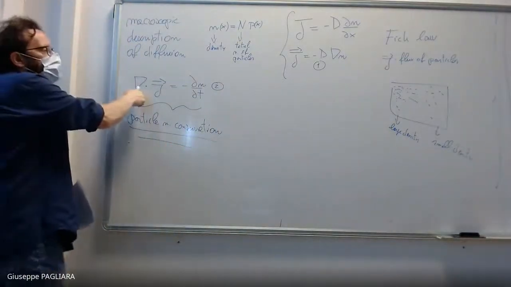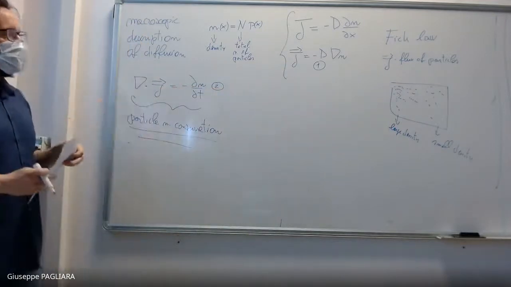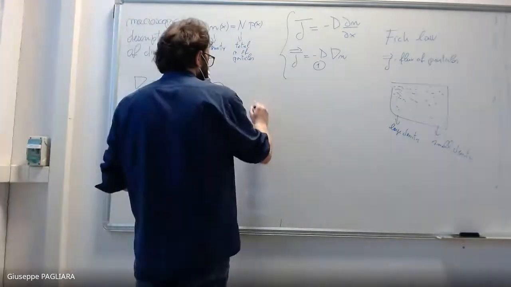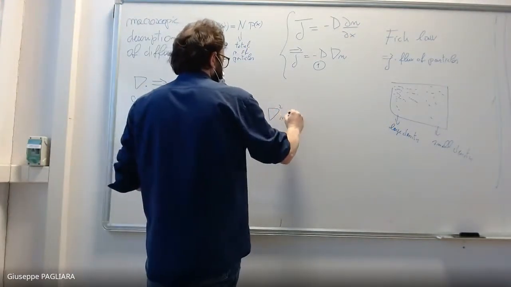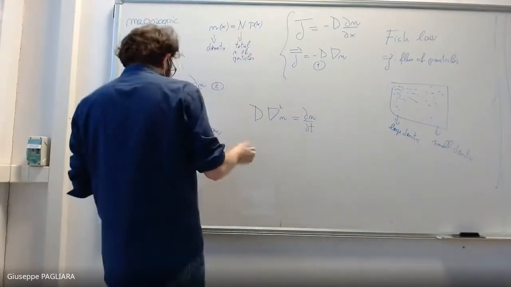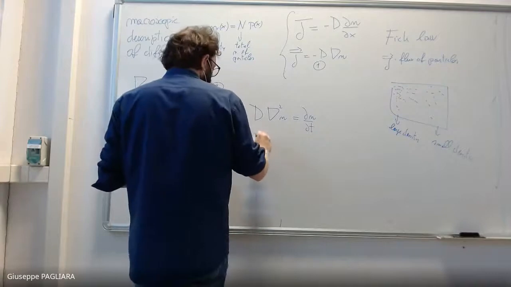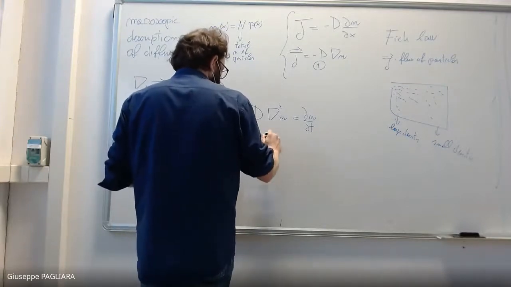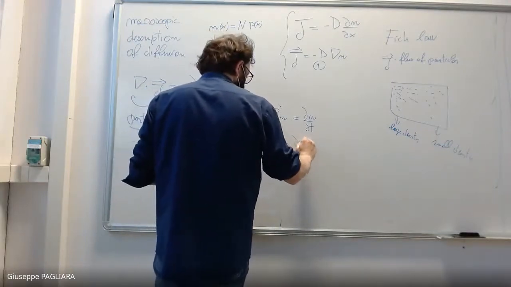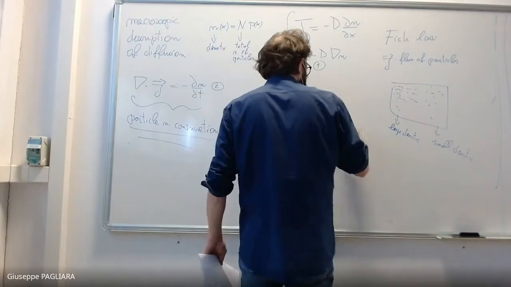By introducing J here, the minus and the minus go away, and I have the divergence of the gradient, which is nabla squared. So I get D nabla squared of n is equal to the time derivative of n, in 3 dimensions, whereas in 1D it is just D second derivative with respect to x of n is equal to the time derivative of n. And those are 2 examples of the diffusion equation.